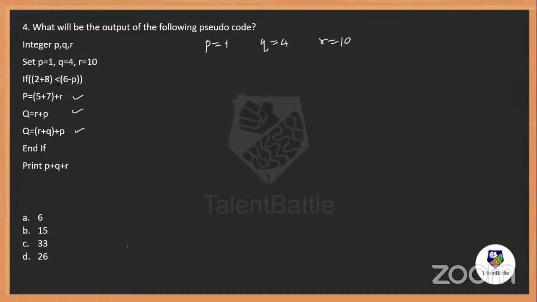So first we will evaluate the condition. If 2 plus 8, which means 10, is less than 6 minus P. The P value is 1, so 6 minus 1 will be 5. So if you observe, 10 less than 5 is false. So we don't need to execute these 3 statements.